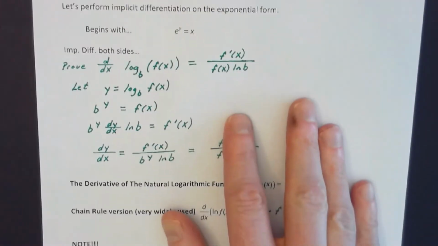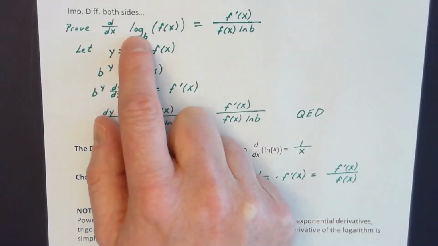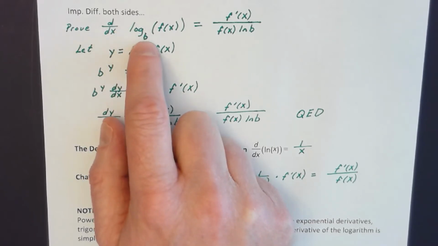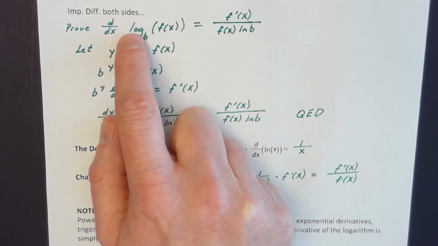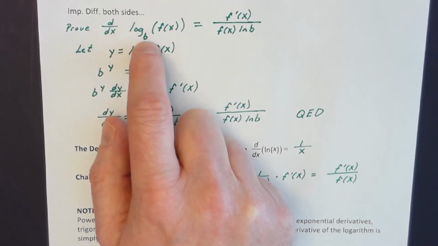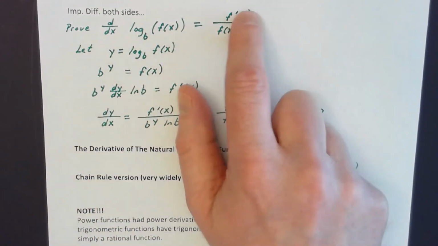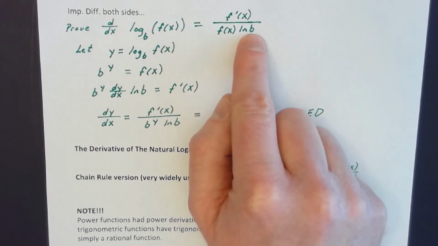If I start off with a proof here, I want to prove that the derivative with respect to x of a log function base b. We'll go ahead and do the general case. It's the hardest derivative, but if we get this one, they'll all fall right into place. So I want to show that the derivative of log base b of f of x is equal to f prime of x over f of x natural log of b.